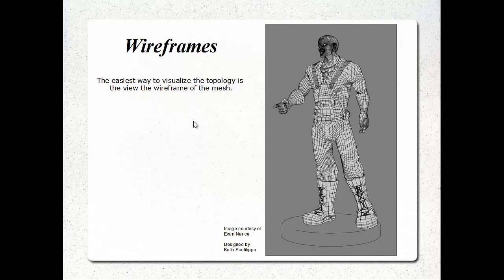And as I mentioned earlier, the wireframe of the character is the easiest way to visualize the topology, and that is by viewing the wireframe of the mesh. And I'll go over how to do that and how to render the wireframe of the mesh when the time comes.